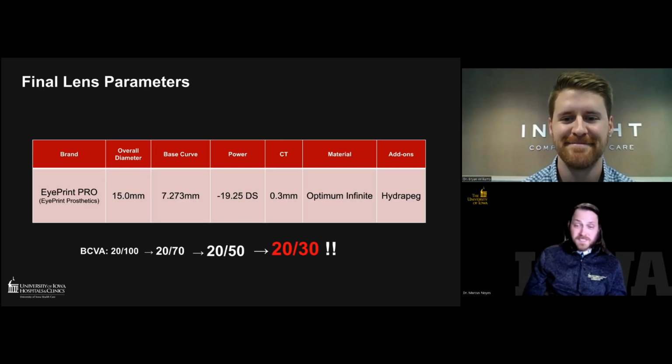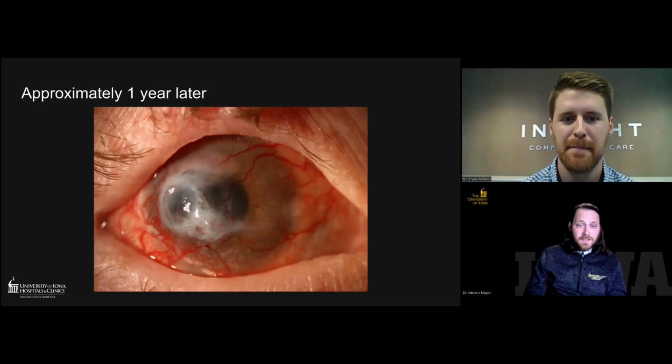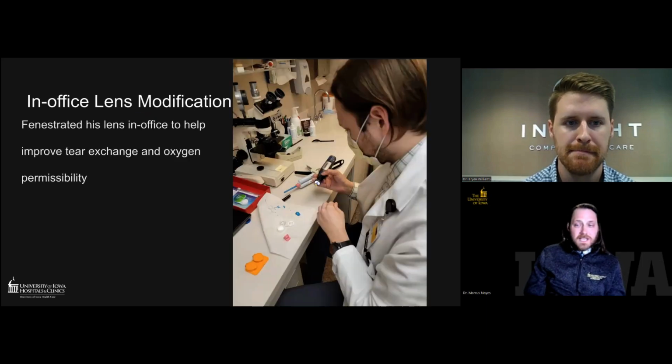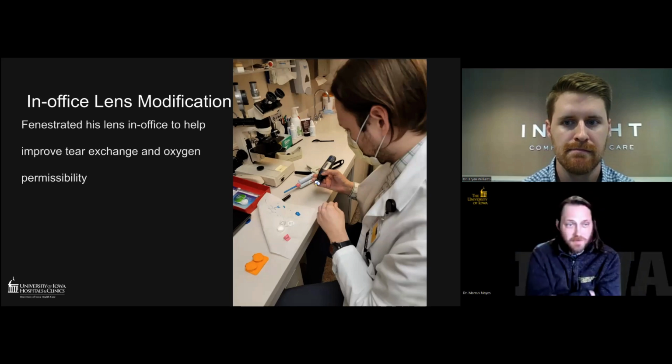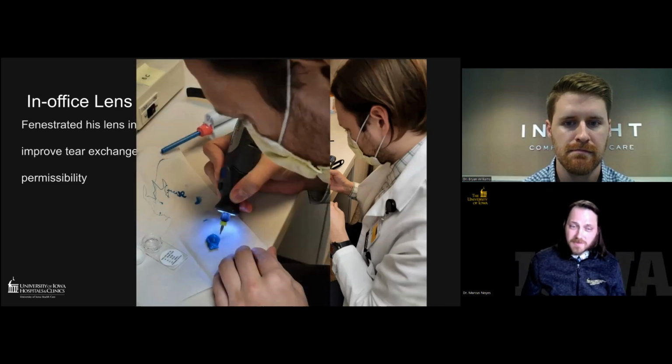But so this turned out way better than I thought until he showed up a year later. So I've been seeing him in between these points, but unfortunately, his condition just worsened. So again, back to another Hail Mary. What can we do to help fix this? Just in an attempt to get as much oxygen to that surface as possible, I actually fenestrated the lenses in office, which is very nerve-wracking when you're drilling holes into your patient's very expensive lens.